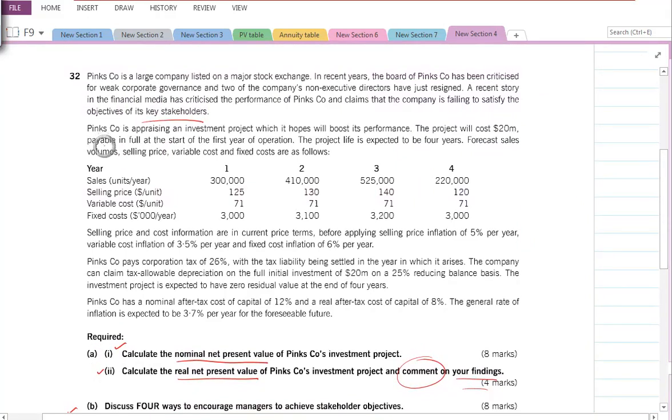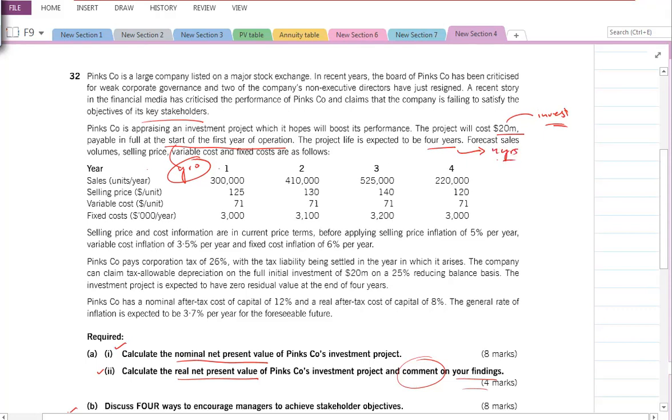So it says in the second paragraph, Pinksco is appraising an investment project which it hopes will boost its performance. The project will cost 20 million, so it is the investment amount, payable in full at the start of the first year of operation. The start of the first year basically means right now, or we can say this is year zero, because the end of the first year will be year one. The start of the first year is year zero. The project life is expected to be 4 years.